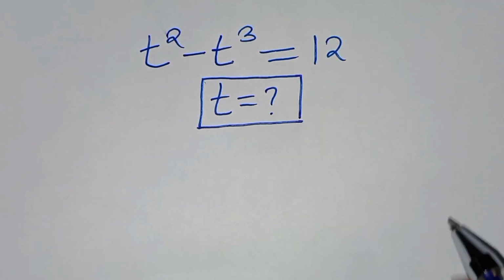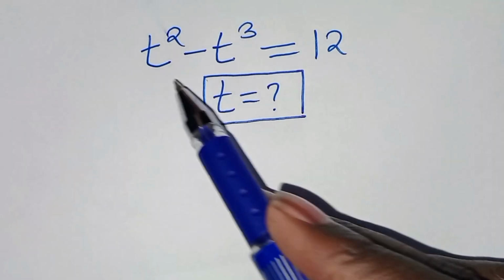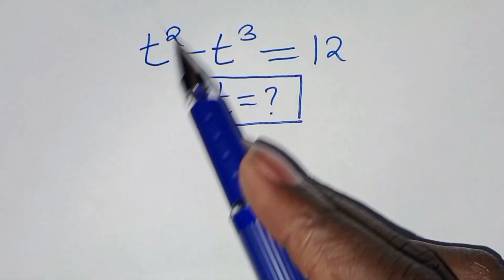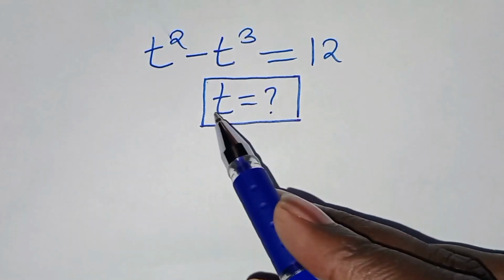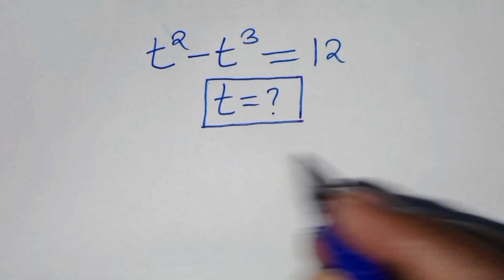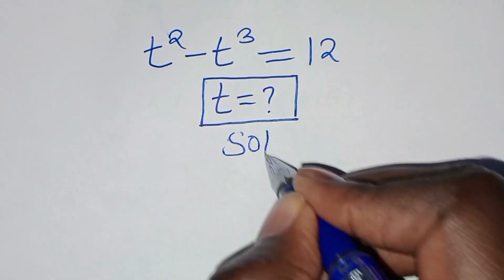Everyone, you're welcome to solve this nice algebra problem, which is t to power 2 minus t to power 3 is equal to 12. So what is the value of t? Now, let's present the solution from here.